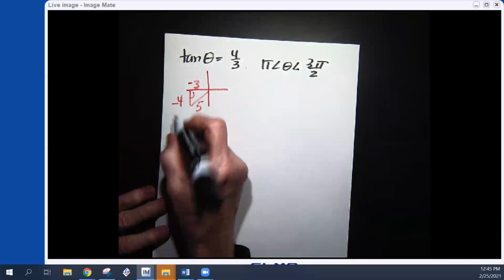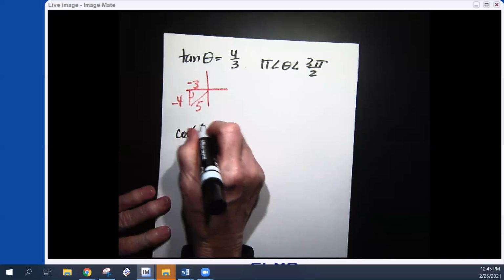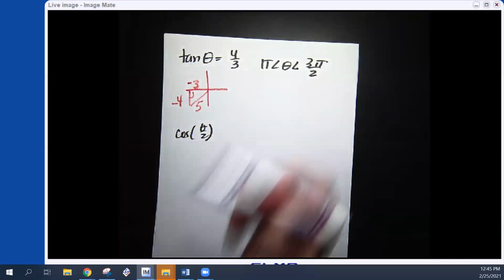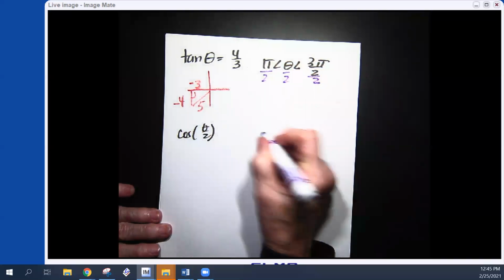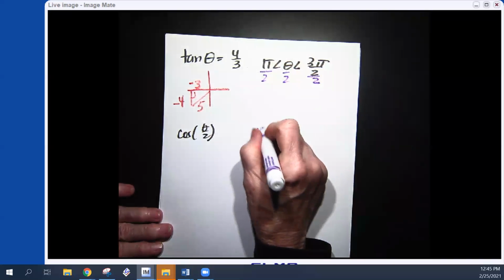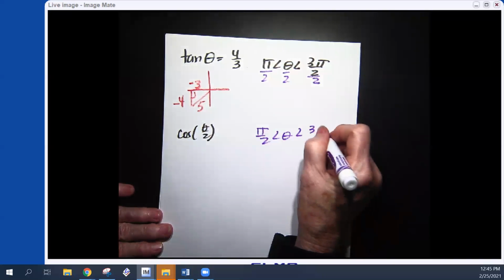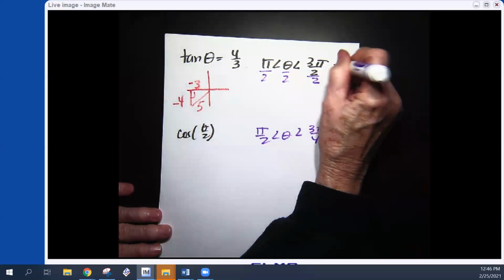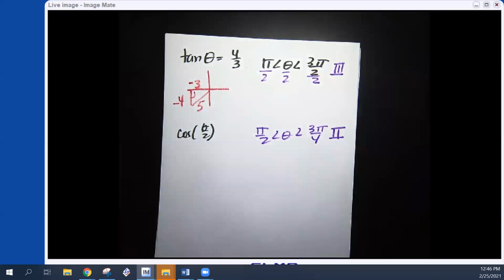Right, if I want to find the cosine of the half angle, well, I need to know where that is. So you're going to take and divide everything by 2. So this is going to be in the quadrant pi/2 to 3pi/4. So it begins in quadrant 3 and the half angle is in quadrant 2.